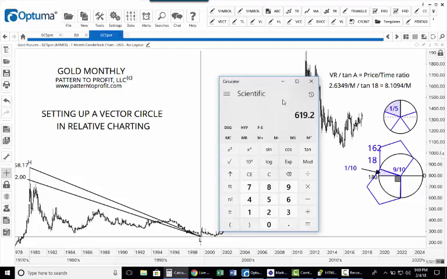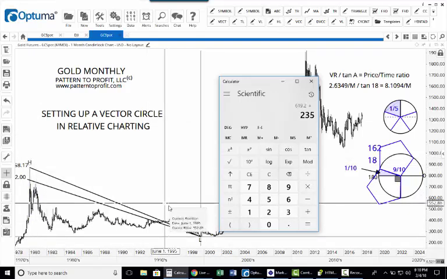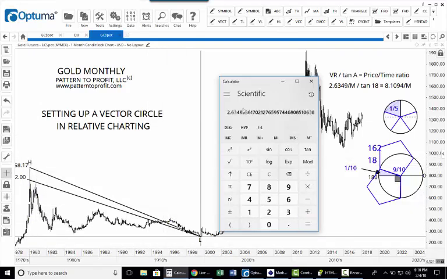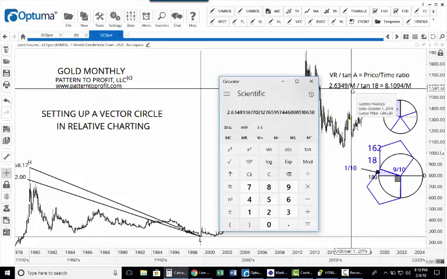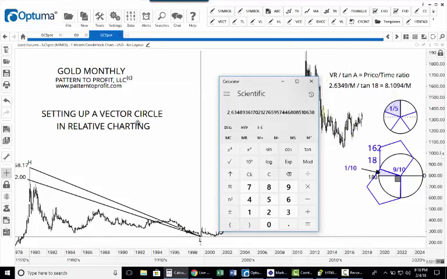And that means this traveled $619.2 of a range. And we're going to then divide it by 235 months, which is how many months it simply took to get from here to here. That's our vector ratio, 2.634, and I'll round that to a 9, 2.6349 points, dollars per month on average.